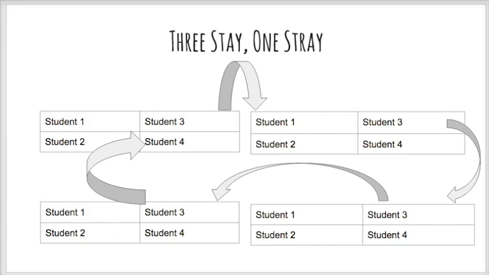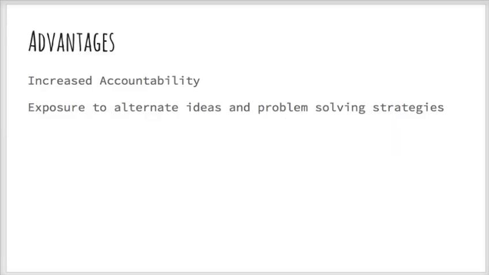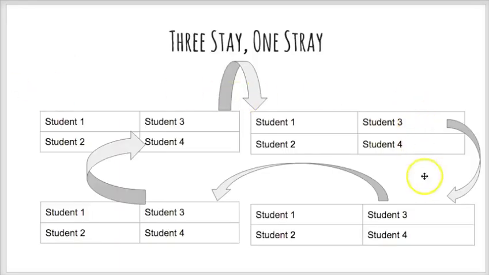So again, some of the advantages of this strategy is that it's an increased level of accountability, and you're exposing the groups to alternative ideas and problem solving strategies. After a group can stray away and then return to their home group, they can then discuss the three strategies they've been exposed to, what they came up with as a group, the other group's strategy, and the group that the person who strayed comes back and reports, and they can decide what the best course of action is.